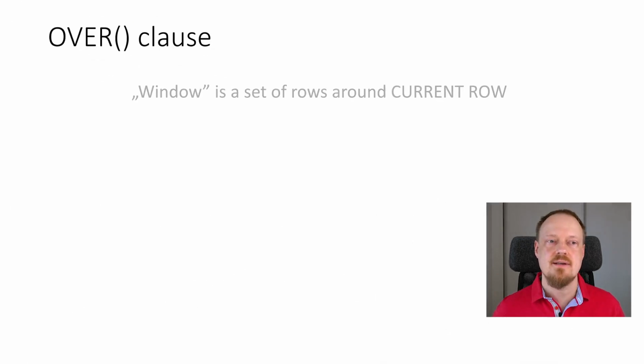Over clause is also considered like a window around the current row. So you are calculating a value for each row, for the current row, but the source of calculation is a window around that row. And that window is defined by partition by and additional windowing expressions, but we will go simple here.